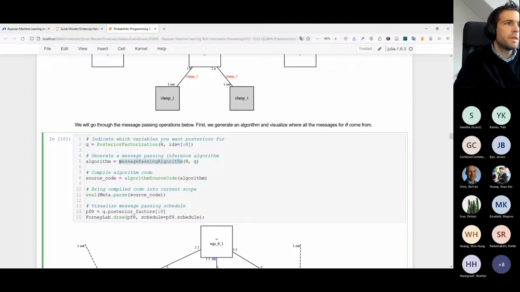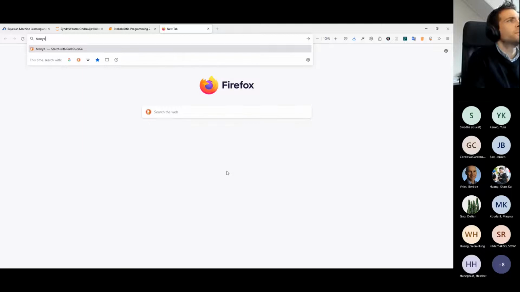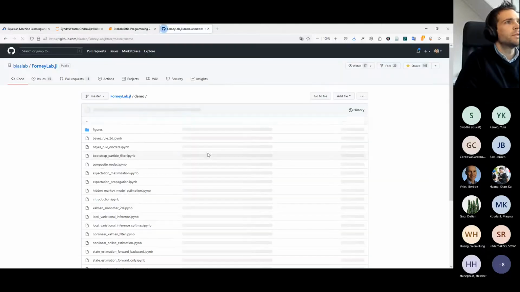I believe I can, within this message passing algorithm, provide a keyword argument saying give me the message passing algorithm for this specific factor graph, but by default it's going to use the most recently defined one. So if I'm writing bigger code where I've defined a lot of factor graphs and I need to call some previously defined factor graph, I can just give it an argument in the message passing algorithm function. Yeah, I can look it up for you, but that's indeed what you can do.